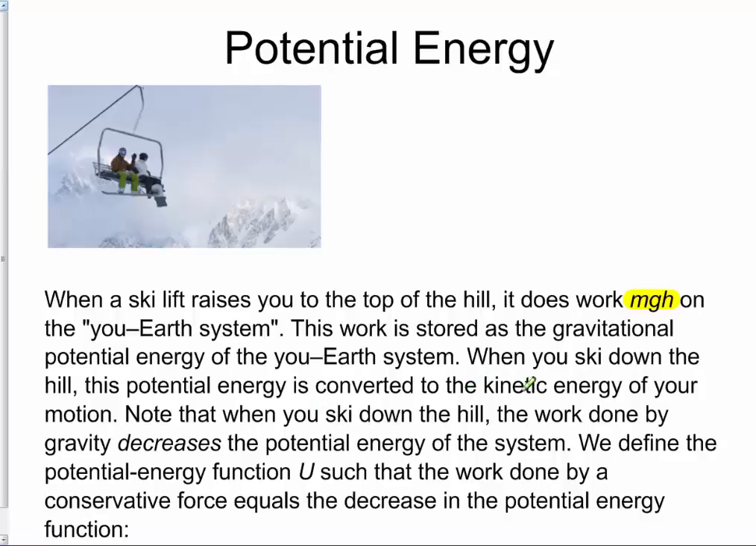Note that when you ski down the hill, the work done by gravity decreases the potential energy of the system. And we define the potential energy using the symbol U. So when you see the symbol U, you're talking about potential energy.